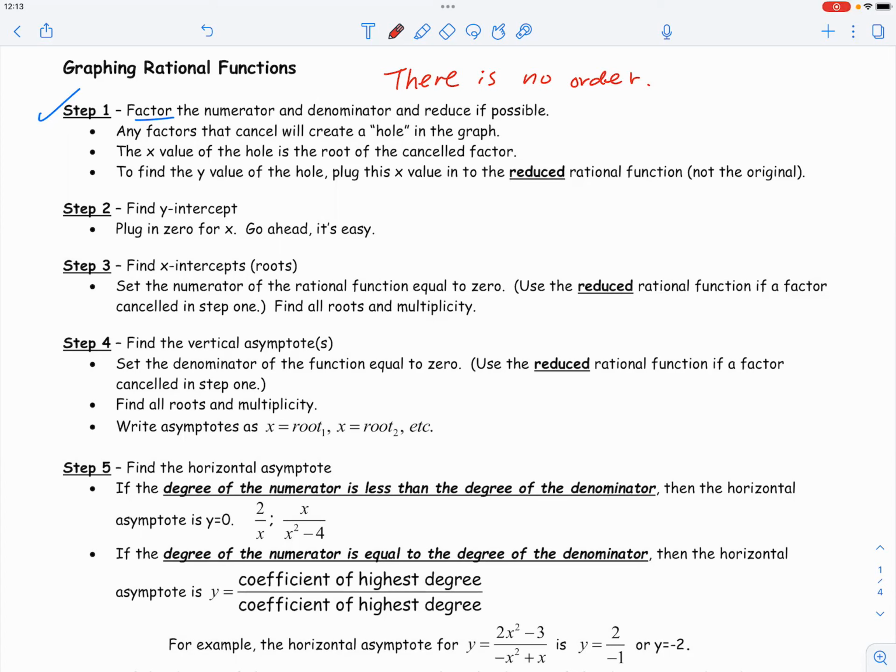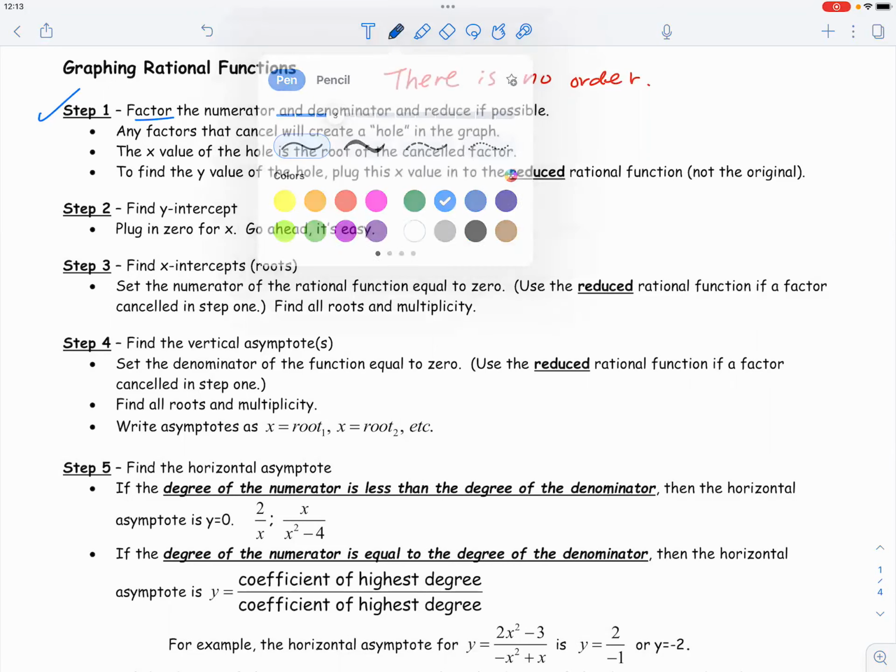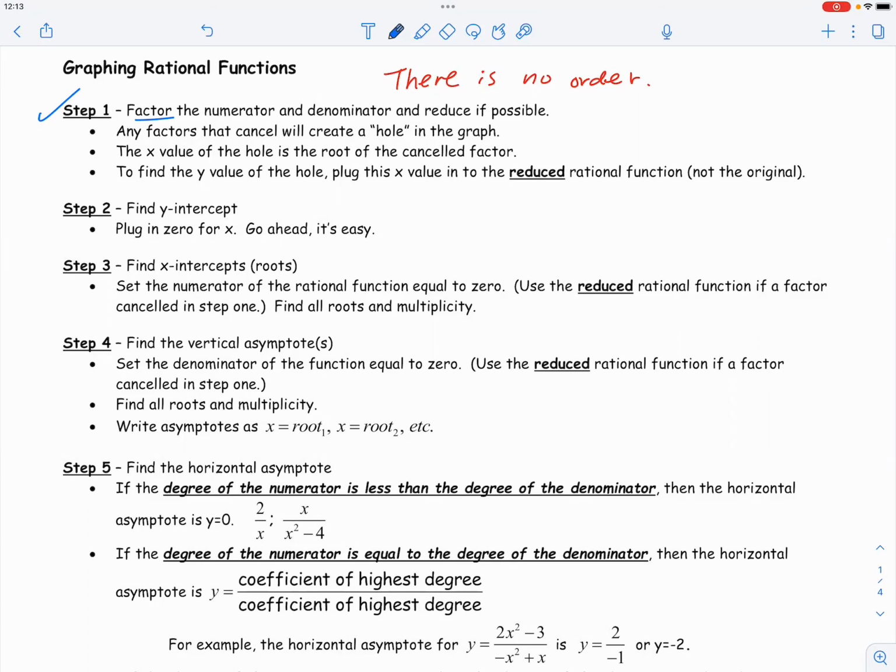You want to find out the asymptotes first? Go ahead. You want to find out the intercepts first? Go ahead. There is no order, okay? So please do not follow these orders, okay? They are just, you know, a reminder, okay? I would say just reminder.